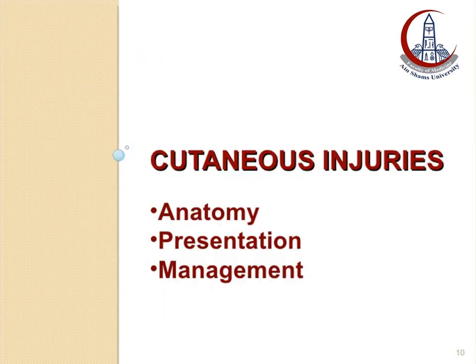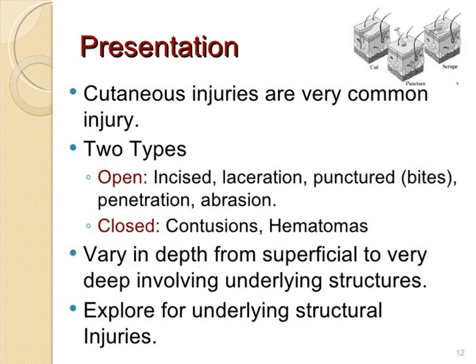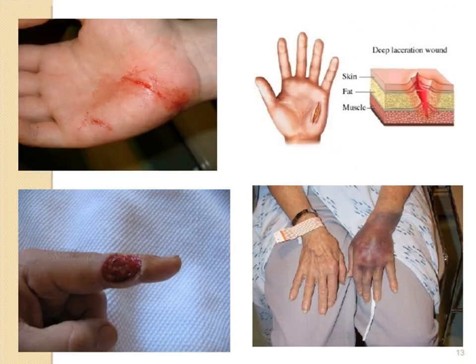For cutaneous injury, you have to know the anatomy of the hand and the presentation of different cutaneous injuries, with a brief on management. All of you know the difference between the structure of the skin of the dorsum of the hand and the palmar surface of the hand. Cutaneous injuries are very common, either open wounds or closed wounds. The closed wound is a contusion or hematoma. Open wounds include incised wounds, lacerated wounds, punctures, penetrating wounds, and abrasions. They vary in depth from superficial to very deep, involving the underlying structures.